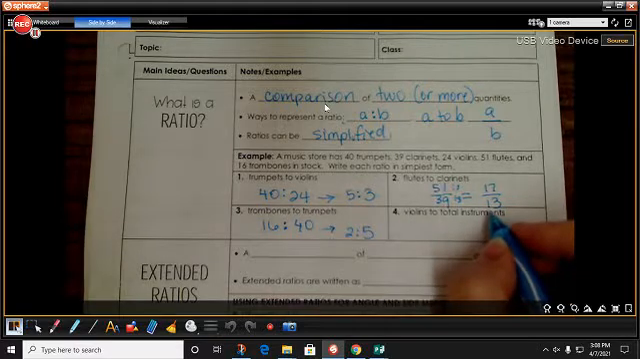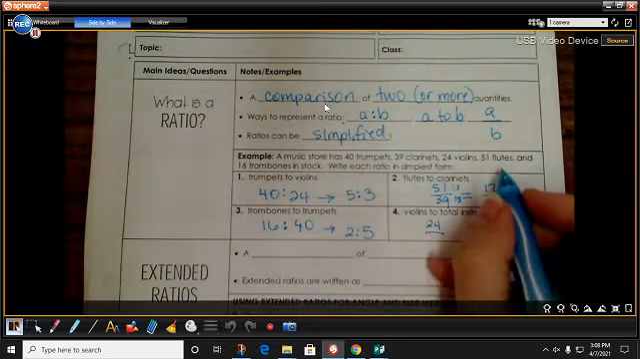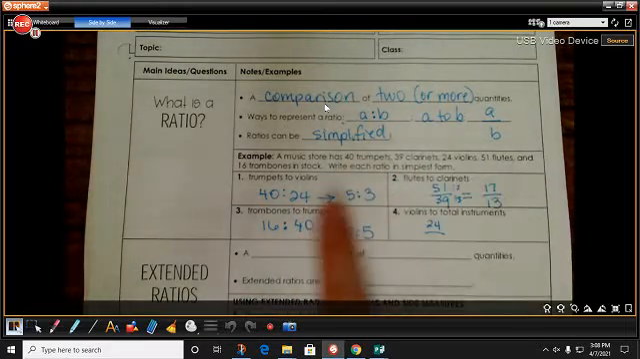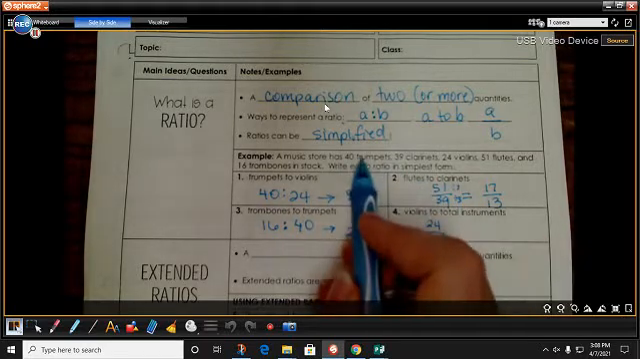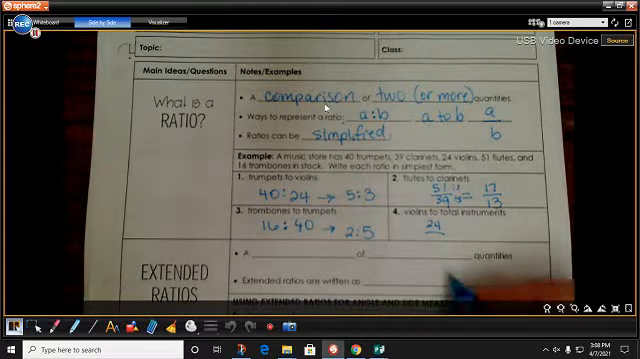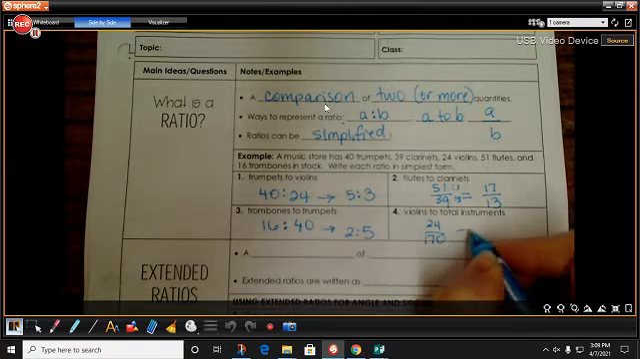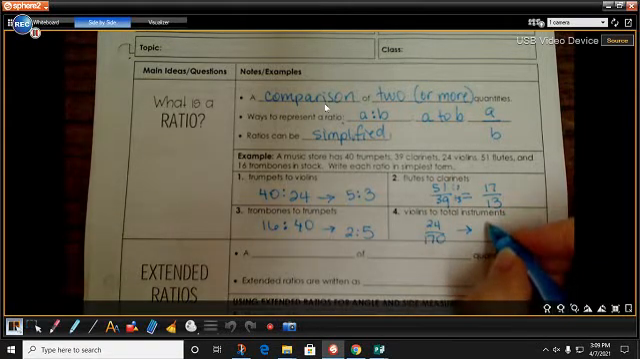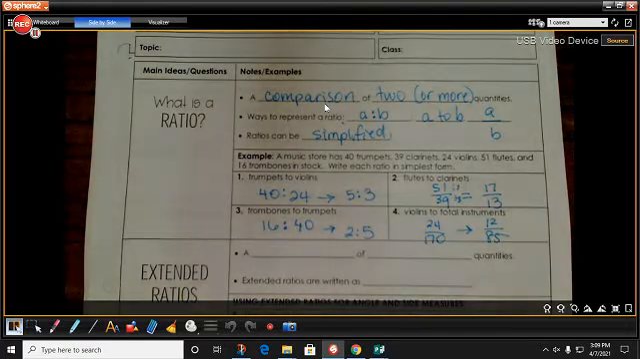And for violins to total instruments, so I know that I have 24 violins. I don't know the total instruments. I'm going to have to calculate that. So sometimes that happens. Sometimes you have to do some work to find the numbers you need. And so I'm going to have to add up 40 and 39 and 24 and 51 and 16. And when I do that, that's going to come out to be 170 total instruments. So I have 24 to 170. Both of those are even. So when I simplify that down, I can divide them both by 2 and come out with the ratio 12 to 85. Okay, so that's ratios for me.